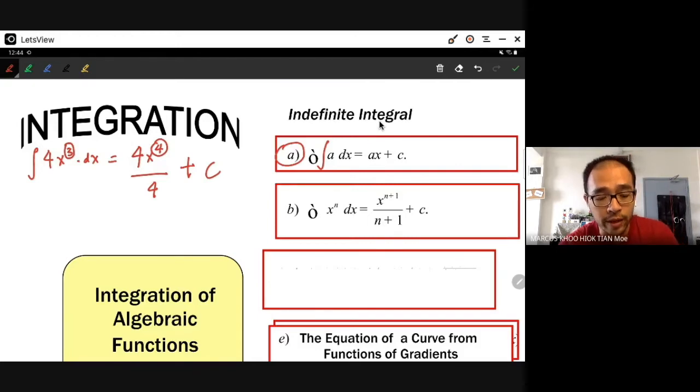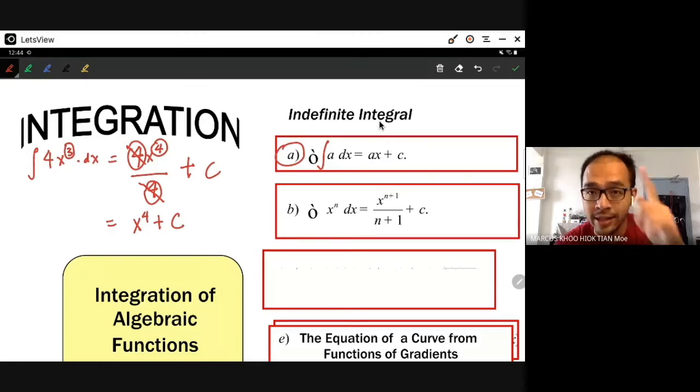And we find that this 4 and this 4 we can cancel, and you will get x to the power of 4 plus c. So the idea is this: even if there is a number in front of the integration, we leave the number like that. And then of course, if you can cancel, you cancel.